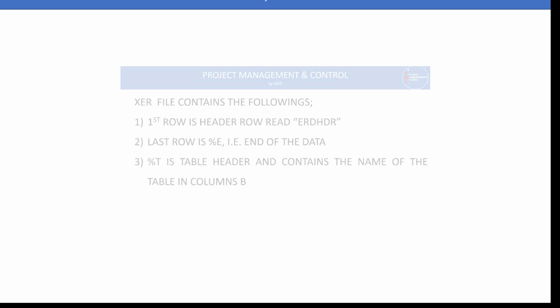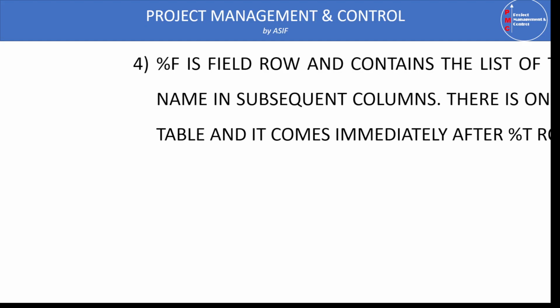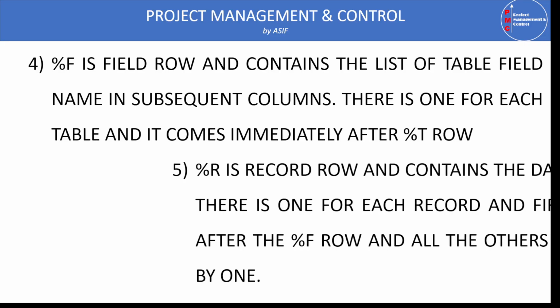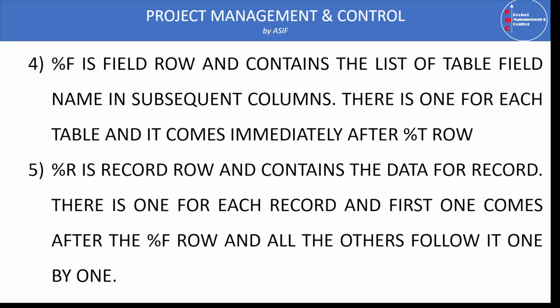And then similarly, we have percentage %F. Percentage %F stands for the field row and contains a list of the table fields named in the subsequent columns. Therefore, for every table, it comes immediately after the %T row. Meaning first we will find the %T row, the next is the %F row, and then the %R row.